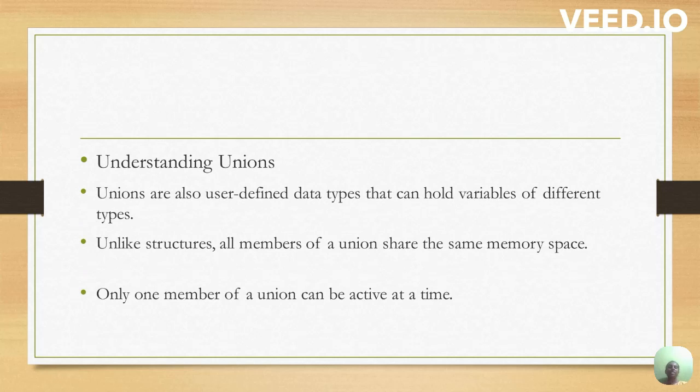Next, we will discuss the understanding of union. Unions are also user defined data types. They can hold variables of different types. Unlike structures, all members of a union share the same memory space. Only one member of a union can be active at a time.